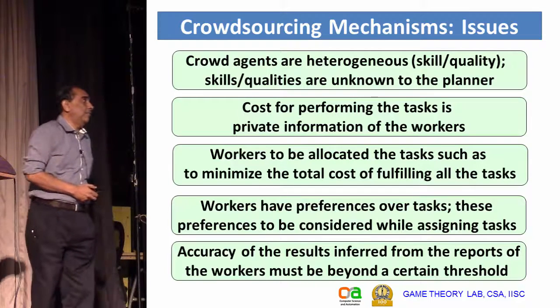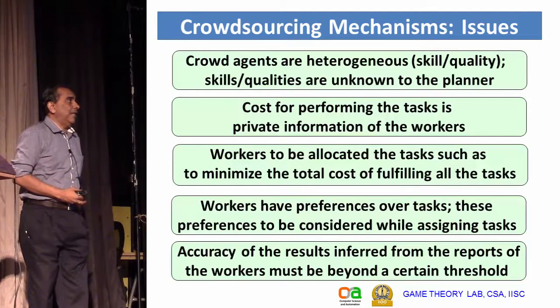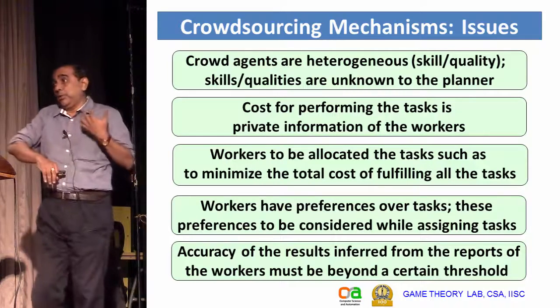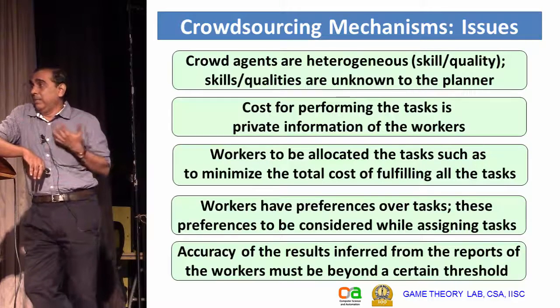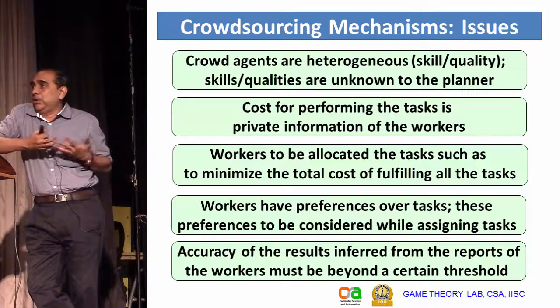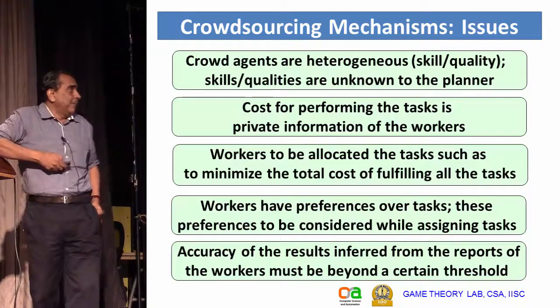Then workers need to be allocated the tasks so as to minimize the total cost of fulfilling all the tasks. You have to do it within a limited budget. You don't have infinite amount of money to do these things. So you have a certain budget constraint and you have to accomplish all this within the budget that you have.